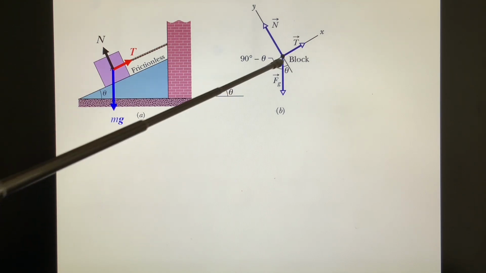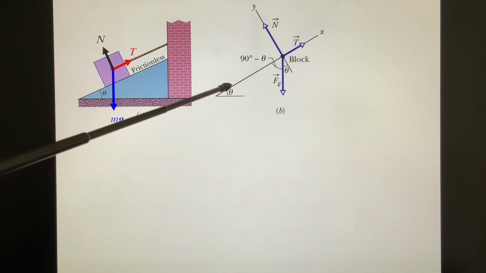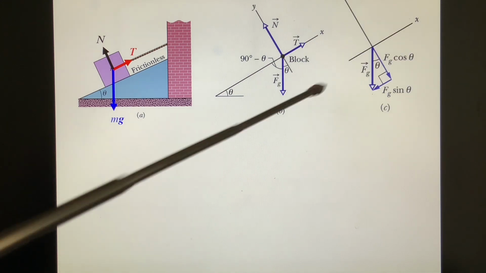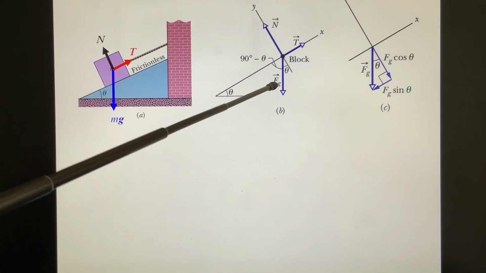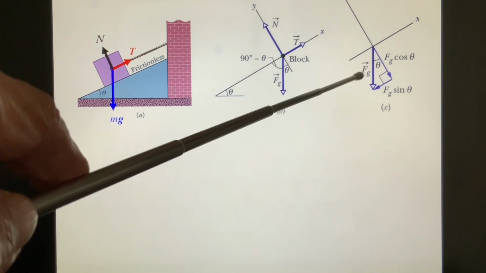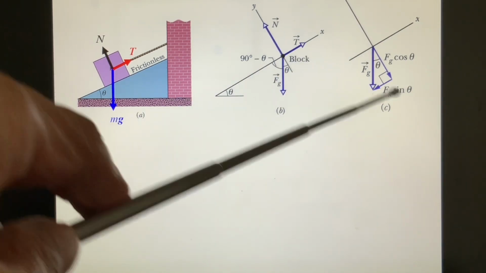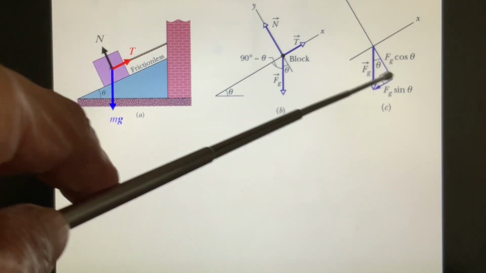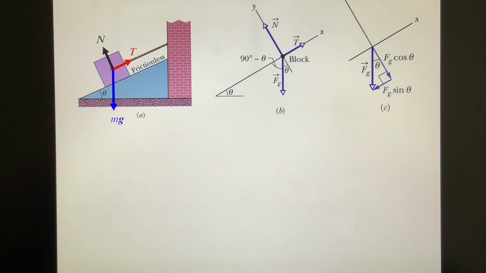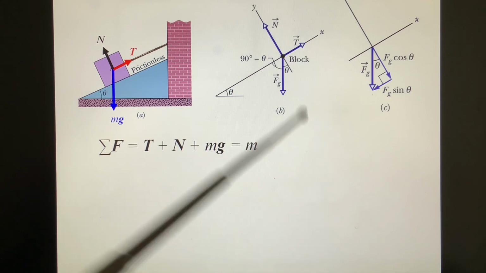Because this is perpendicular to this, and this is perpendicular to this, this theta equals this theta. Right. Now we write the equation. We divide the gravitational force into two components. Fgx is Fg sine theta. Fgy is Fg cosine theta. And we rewrite the equation: sigma F equals T plus N plus mg equals 0.